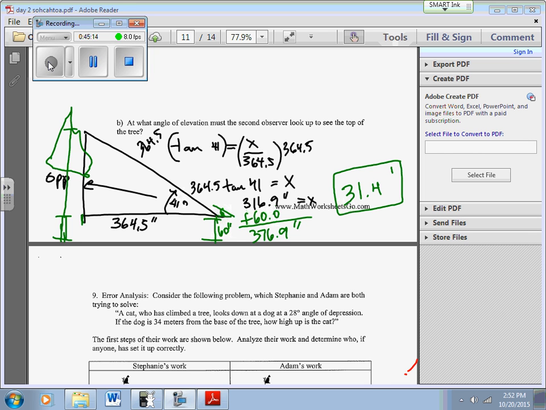Now I can measure up to a certain point, but then I need help. I'd have to stand on a ladder and have somebody help me use the beach. Yeah. Okay.